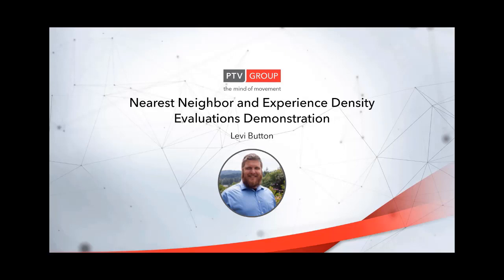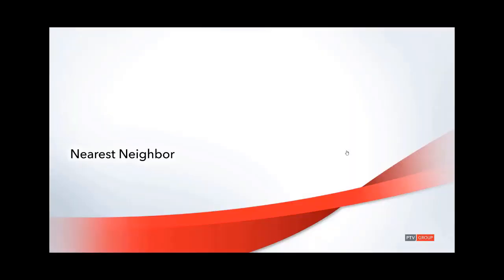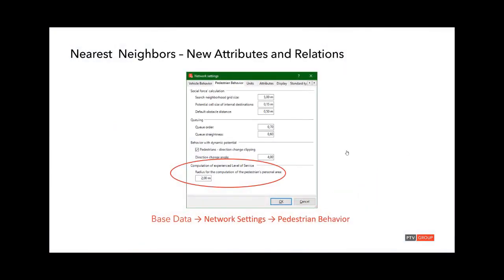Welcome, I'm Levi Button, and I'm going to be talking about the nearest neighbor and experience density evaluations. Let's start with the nearest neighbor attribute addition to VisWalk 2021. If you go into the base data menu under network settings and pedestrian behavior, you'll be able to find this computation of experience level of service. What this does is this defines the radius from which the nearest neighbor calculation can be pulled.